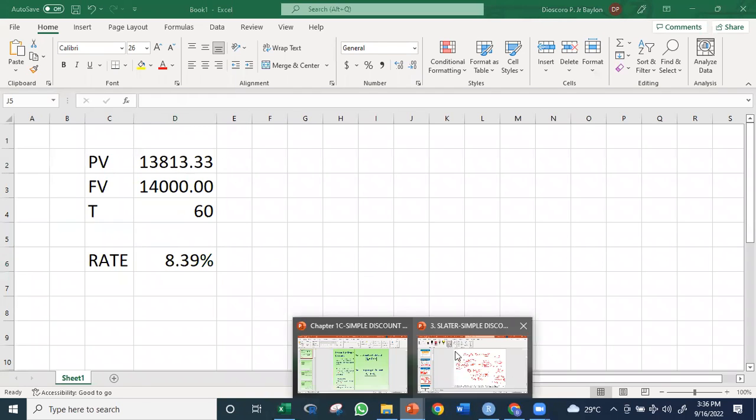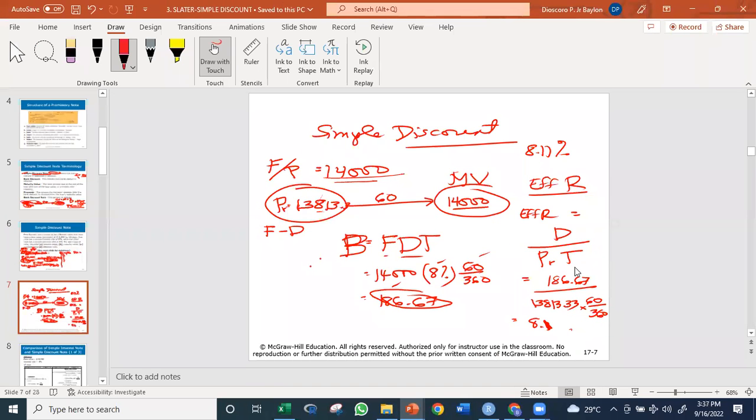Because dito we directly computed for it using 186.67. Okay, so I think that's where the discrepancy lies. If we use, instead, could you kindly try 186.66666? Make it as many 6s as possible. Can you check that? Kasi nag-round off tayo dito eh. We made it into 67.